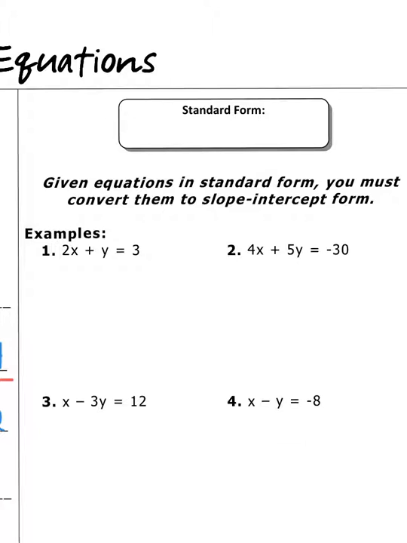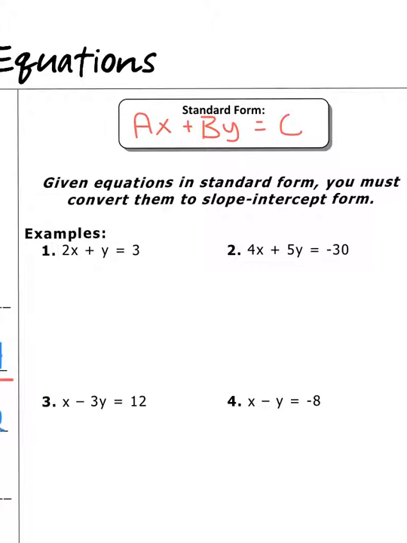Another way that we can write the equation of a line is in standard form. Okay, so we write that ax plus by equals c. This one we don't use a ton because we prefer to have it in slope-intercept form or another form that we'll learn about later on. But we do need to know how to convert an equation from standard form to slope-intercept form. So that's what we're going to be working with today.